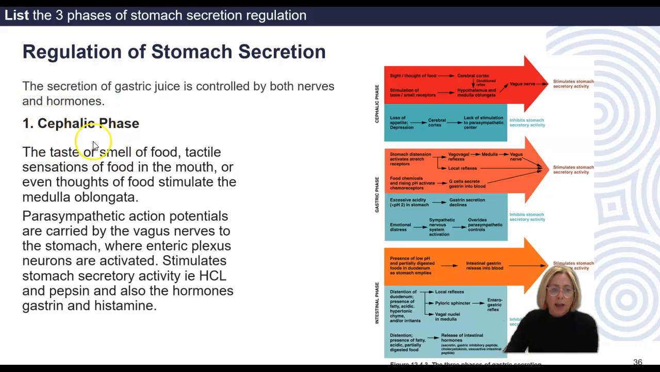With the cephalic phase, this is going to involve the brain, right? So let's say you're in a situation where you can smell wonderful food, or you've even got food in your mouth, or tactile sensations of food in the mouth, or just even thoughts of food will stimulate the medulla oblongata. Parasympathetic action potentials then are carried via the vagus nerves to the stomach, where that enteric plexus neurons are activated. This stimulates everything to get started, right? So it stimulates stomach secretion activity. So hydrochloric acid and pepsin, and also the hormones gastrin and histamine as well.